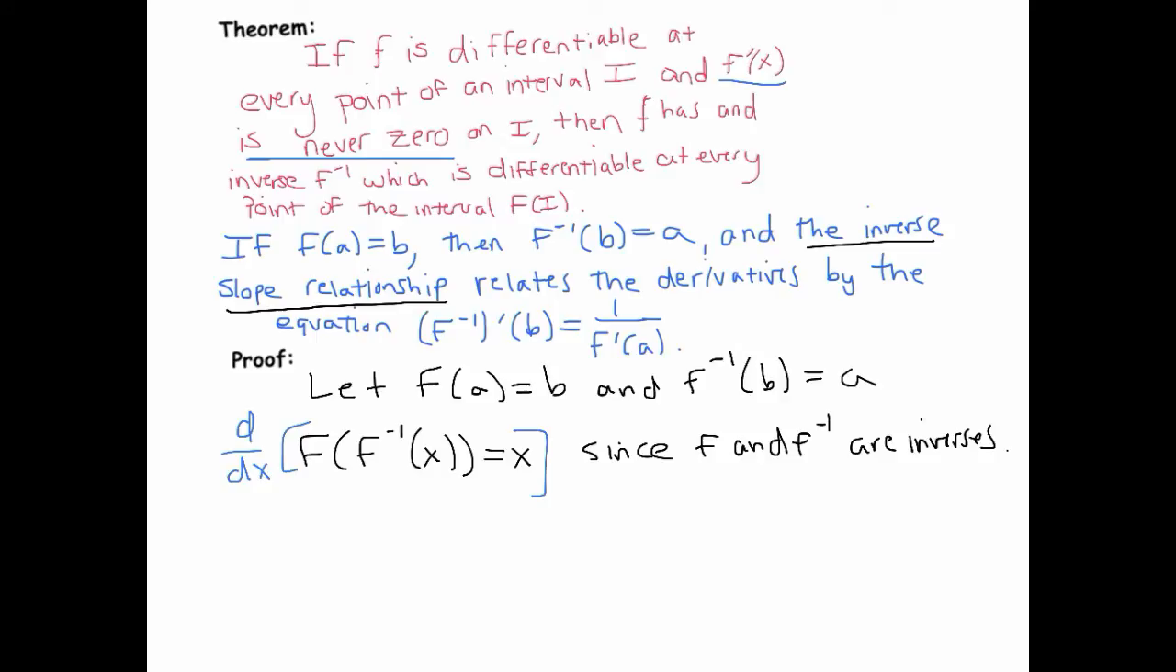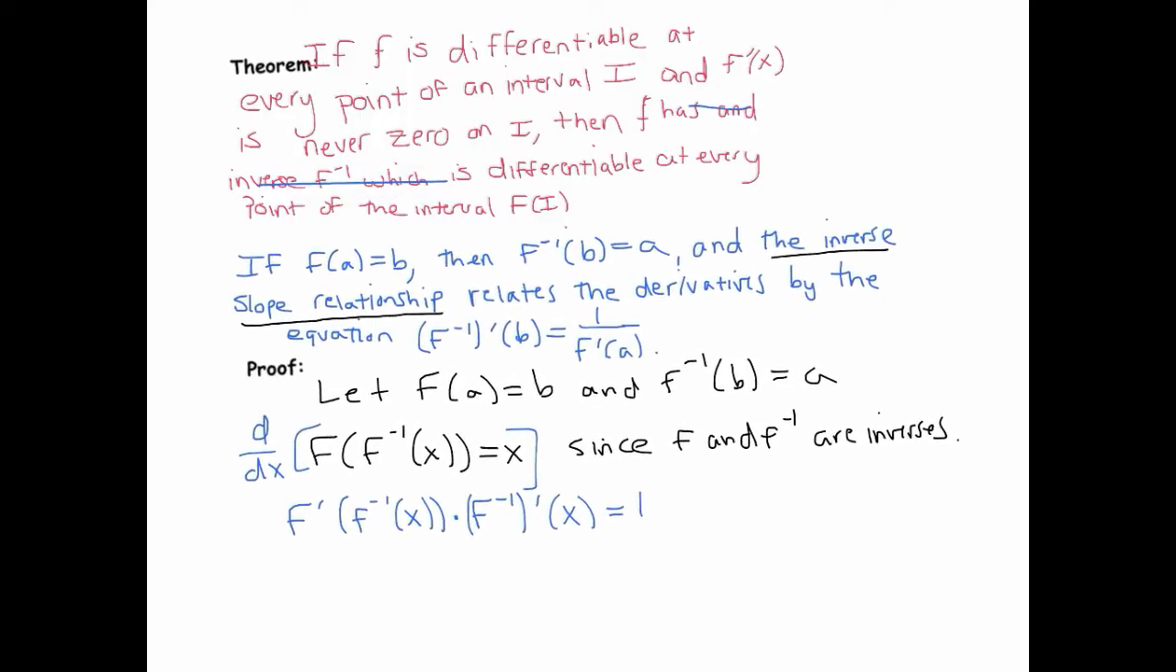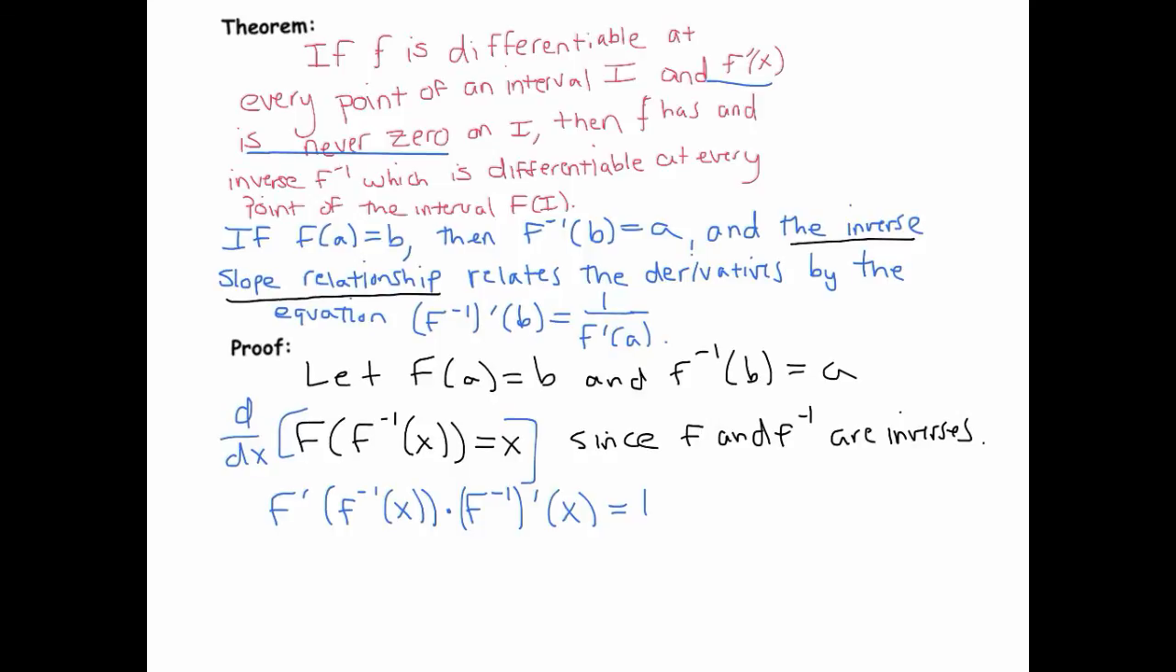So the derivative of the left side requires that I use the chain rule. So it's going to be f prime of the inside times the derivative of the inside. And the derivative of x is just 1. And so now I'm just going to solve for this guy. So that means that f inverse prime of x is equal to 1 over f prime of f inverse of x.